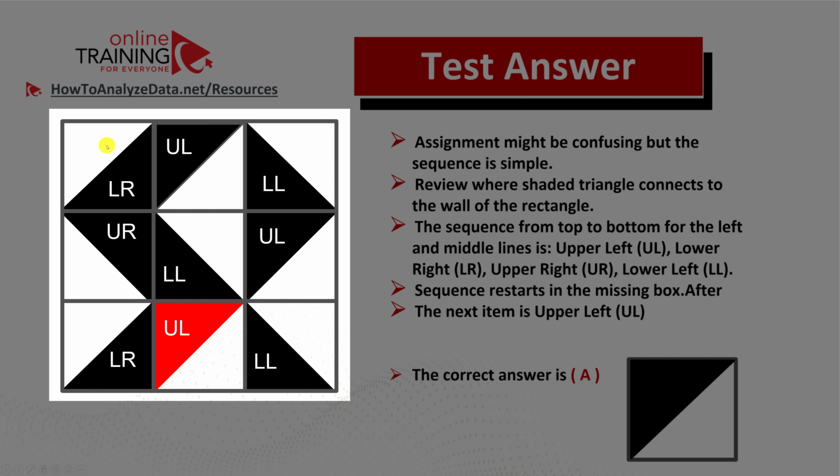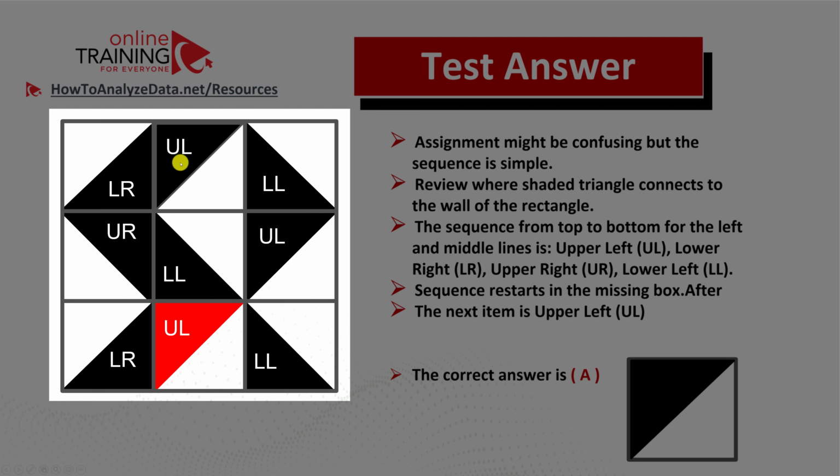So for example, if you look at the left and middle line, this is where the sequence is. You see that it starts with upper left, so we have an upper connection and then a left connection. Then it goes to lower right, so we have a lower connection and then a right connection. Then it goes to upper right, and then to lower left. And then this is the missing box where we need to find the missing square.